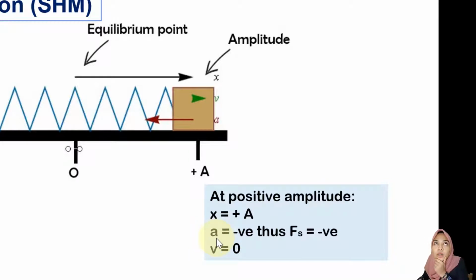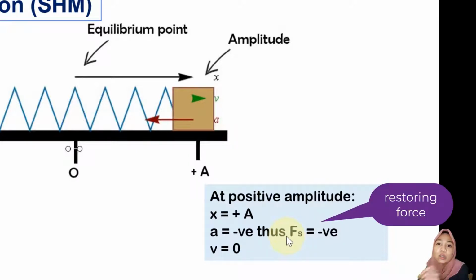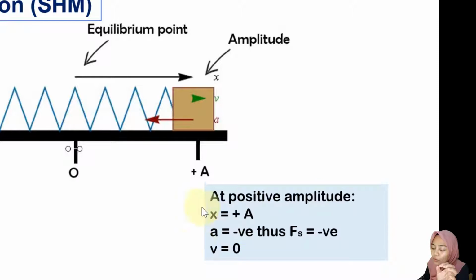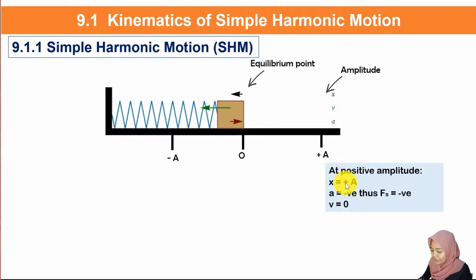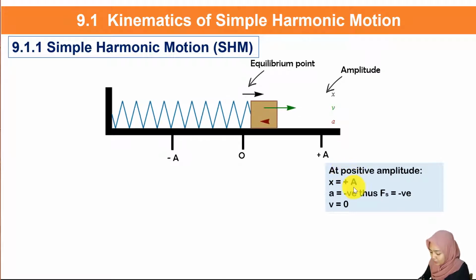Since we've learned in school that force equals ma, the direction of the force is in the same direction as the acceleration. Since the acceleration is negative, Fs is also negative. But wait, what is Fs? Fs is the restoring force. The restoring force is always pointing to the equilibrium. This is at the positive amplitude.